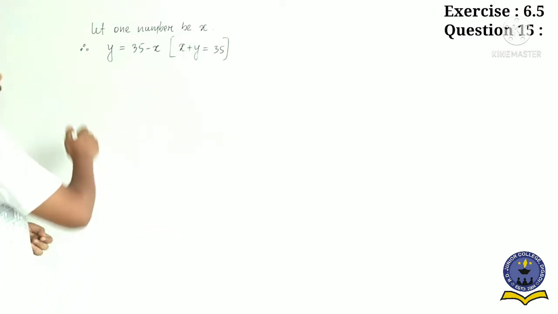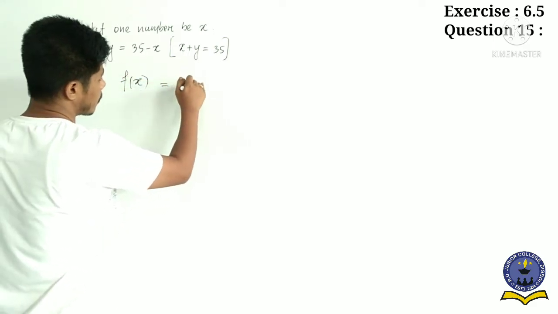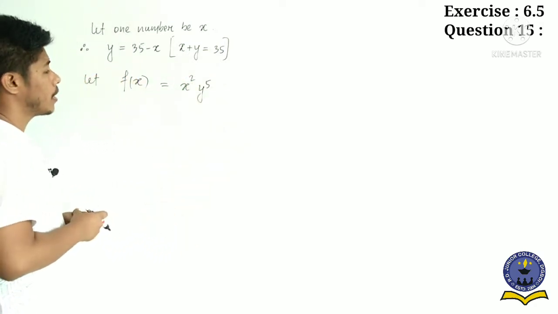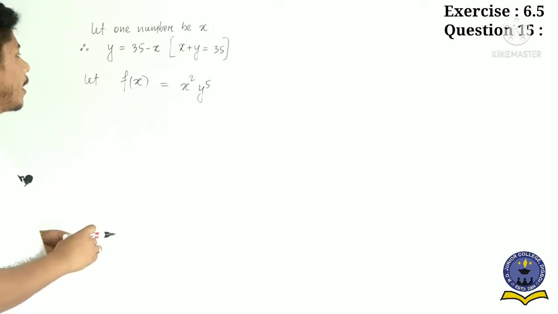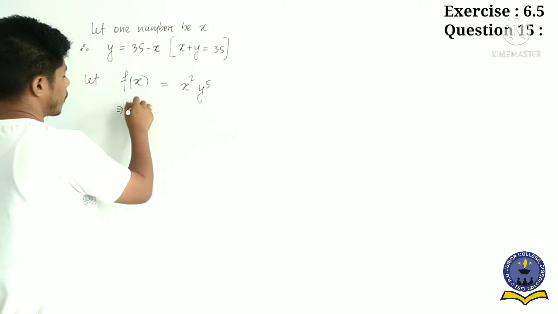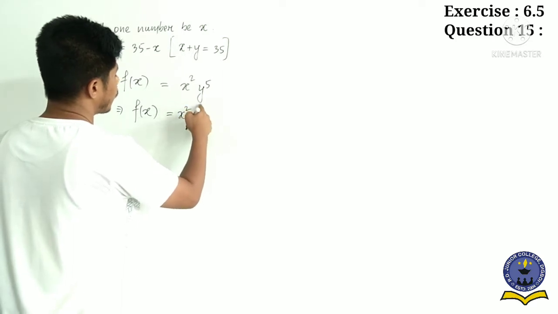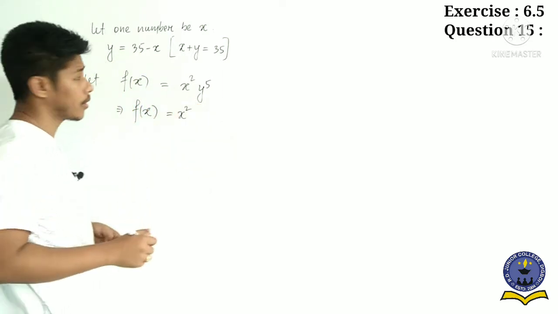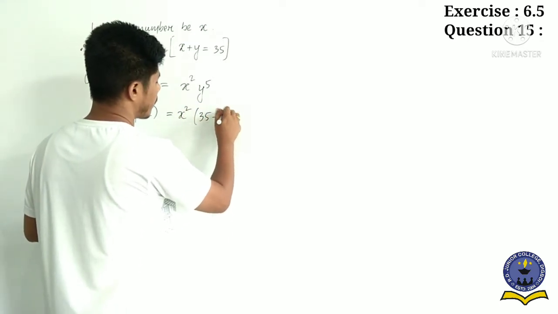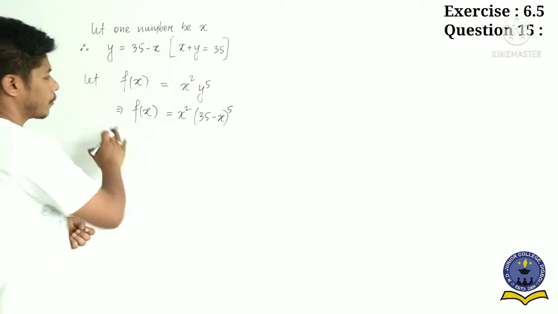Now, if we write the product, let the function f(x) equal the product x square y to the power 5, which is given to us. So f(x) equals x square into y to the power 5. In place of y we write 35 minus x, so f(x) equals x square into (35 minus x) to the power 5. Is it clear? Okay, now we have the function.